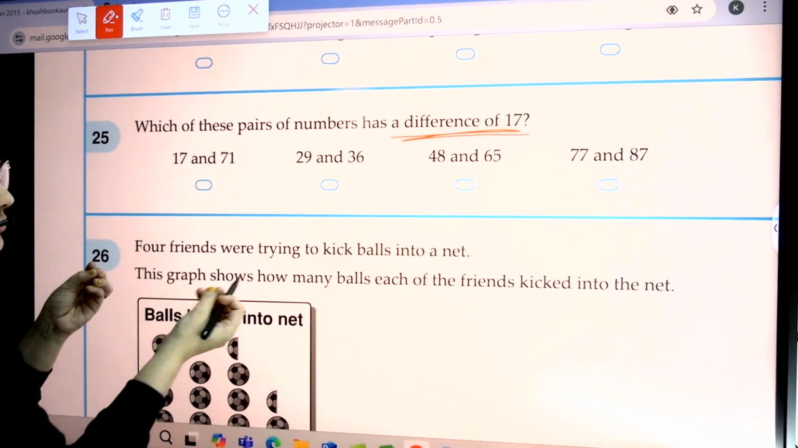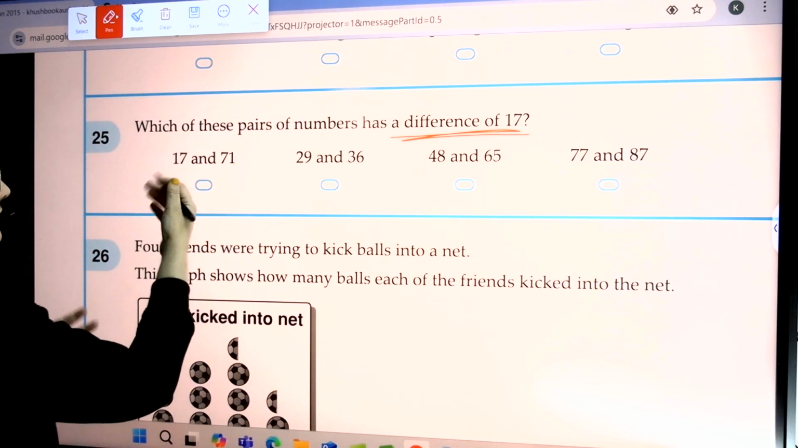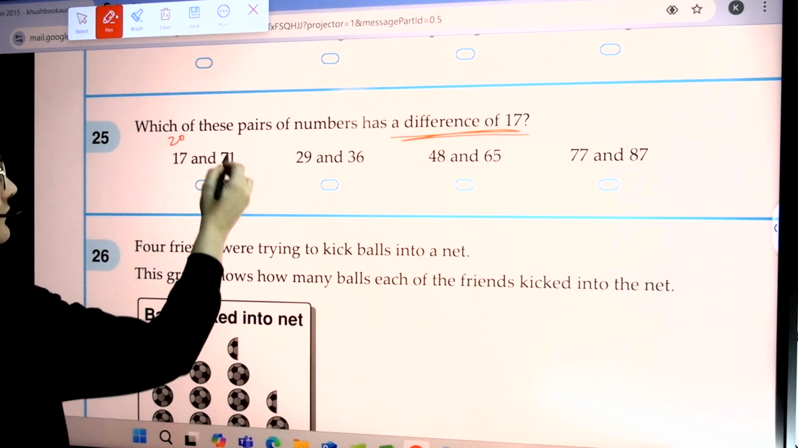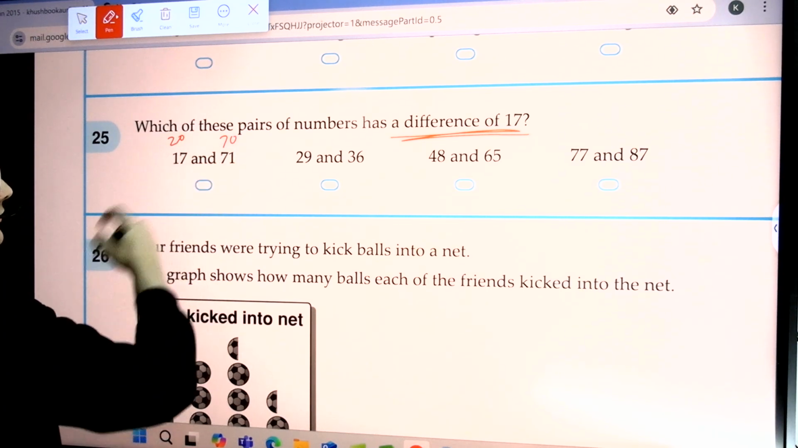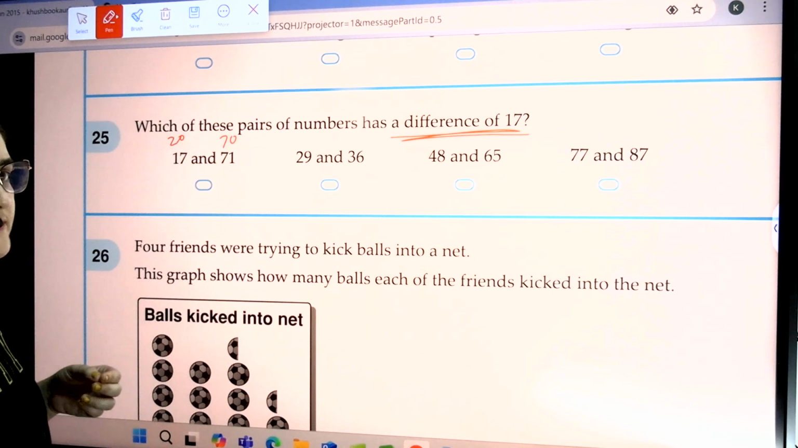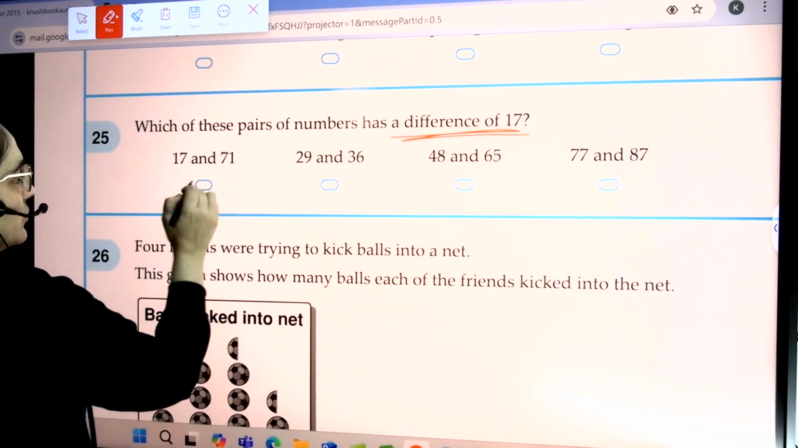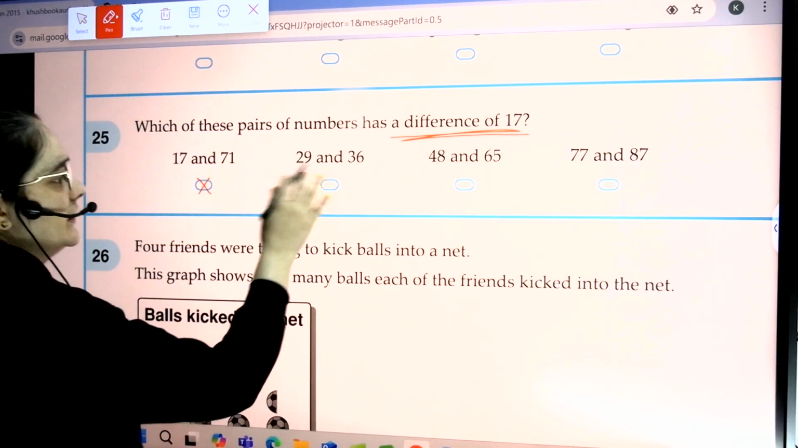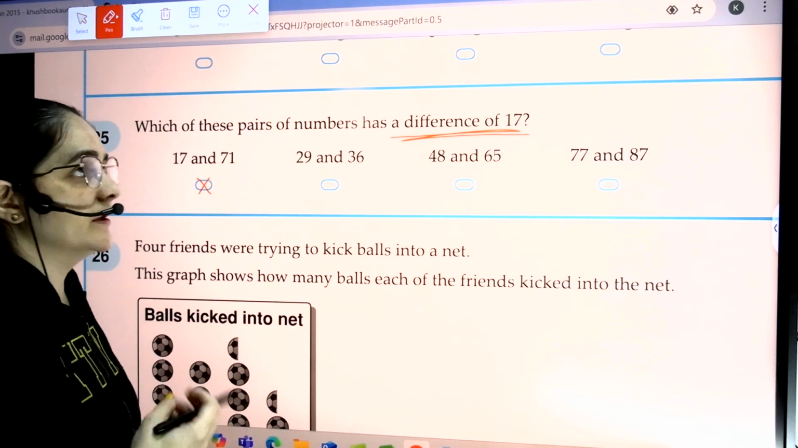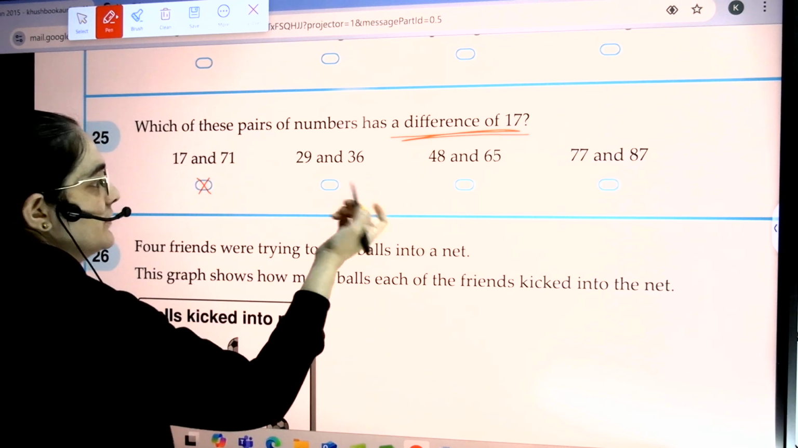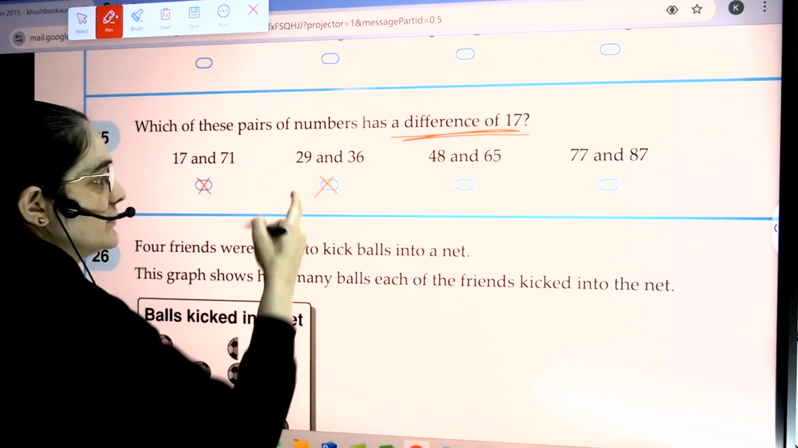I think they look too far. 17, if I just round it, it should be 20. If I round 71, it should be rounded to 70. So it's actually 50 points away. This can't be the answer. Okay. Then 29 and 36, you can think of it mentally. 36 minus 29 is 7. So this can't be. It's not 17, it's 7.